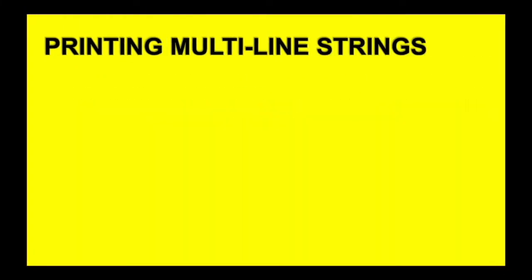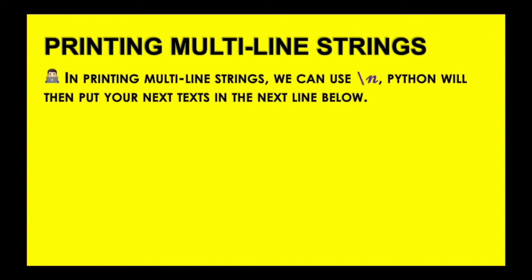Now, we have the subtopic of printing multi-line strings. In printing multi-line strings, we can use the backslash. This is what we call the backslash, my friends. This is not a forward slash, but rather this is called a backslash. So, we can use backslash letter n. Then Python will put your next text in the next line below. This is used if you are typing a long text, long strings, just like an essay, or a quotation said by a specific, well-known person.